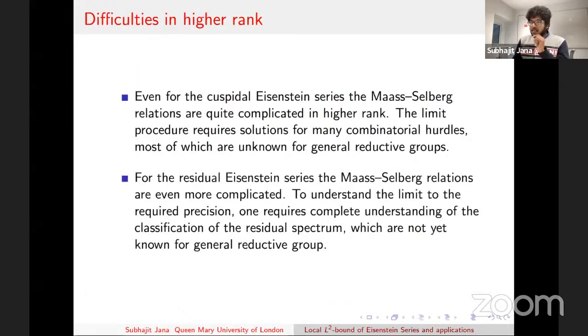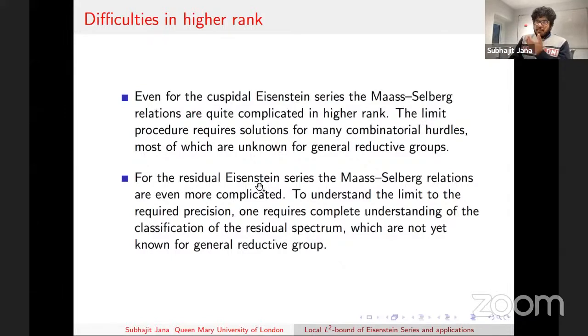The second problem is that it's not enough to have the bounds for cuspidal phi, but we also have to understand the same bounds for phi being discrete, or even coming from the residual spectrum. For that, we have another layer of difficulty coming from the fact that we do not understand the residual spectrum for a general reductive group.